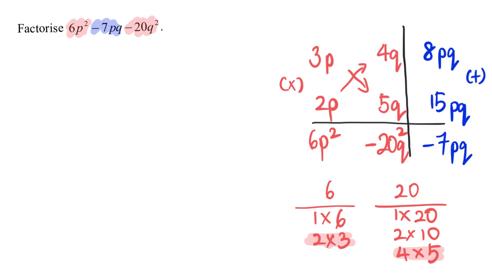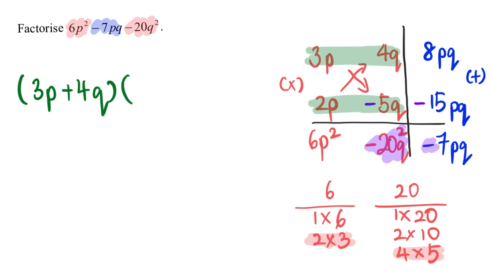Now is the time for us to consider how do I get the negative 7. Yep, 8 minus 15. So the negative sign belongs to negative 5q, such that positive 4q times negative 5q will still give me back my negative 20q squared. And we have successfully factorized this question. Now is to present it neatly. 3p and positive 4q, 2p and negative 5q.